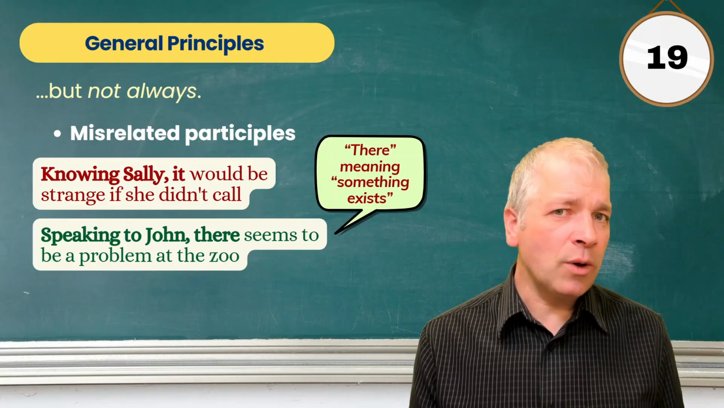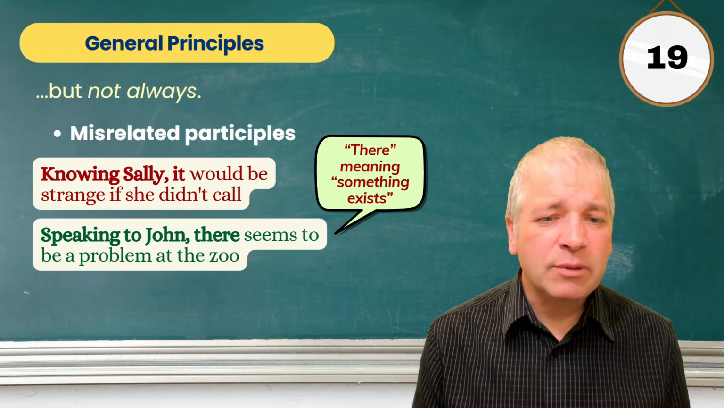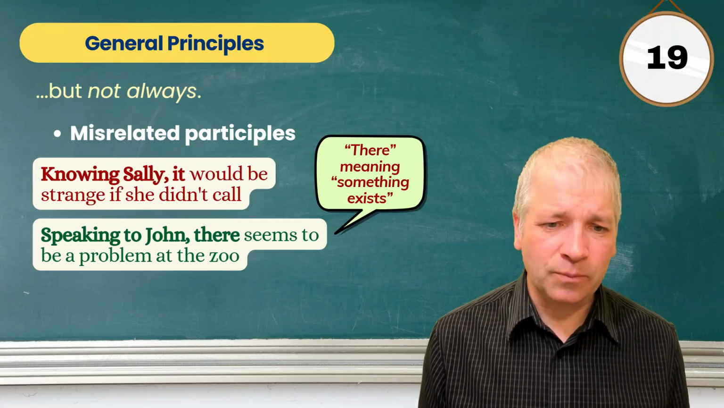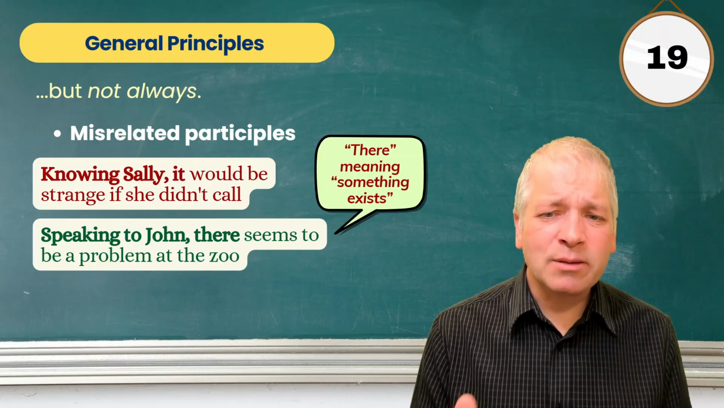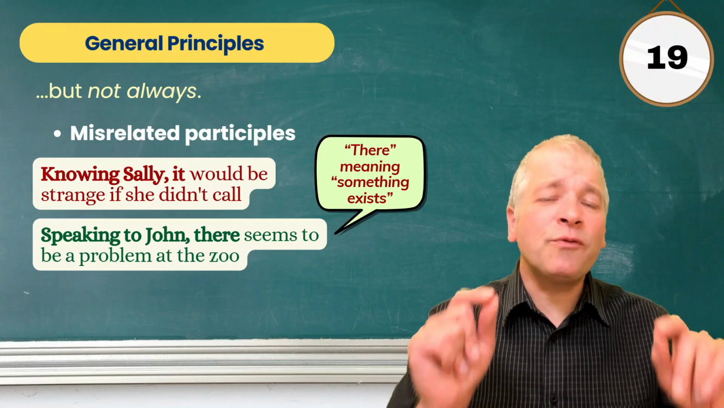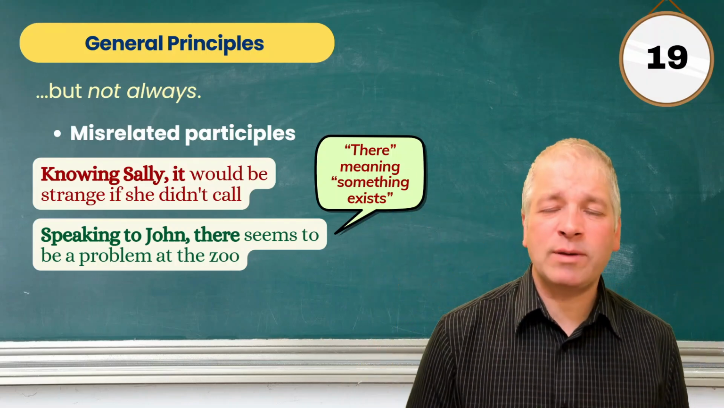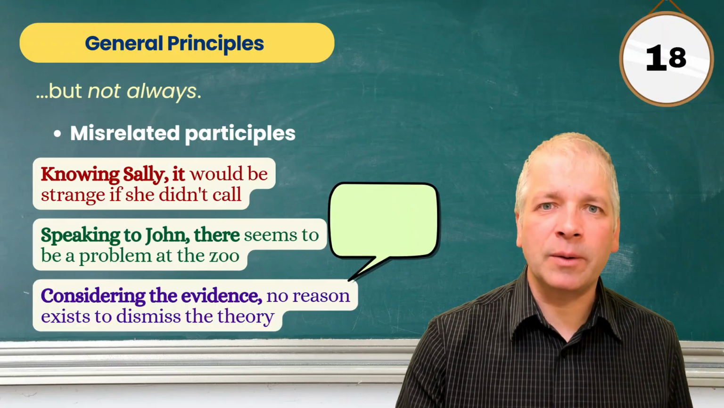It's similar with the word there. Speaking to John, there seems to be a problem at the zoo. Speaking to John doesn't describe there. There means something exists. Speaking to John refers to the whole of the rest of the sentence, the whole situation. So it and there do the same thing.